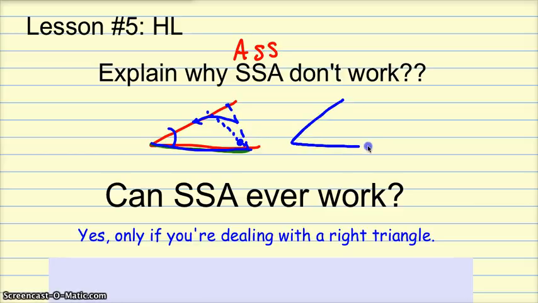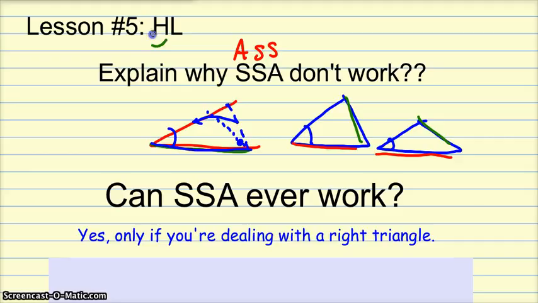So when we did it in class, some of you were able to make a big triangle, and some of you made a smaller triangle based on the same given angle, the same side, and the same side length given. So side, side, angle won't work. It will work, however, if you're using a right triangle.